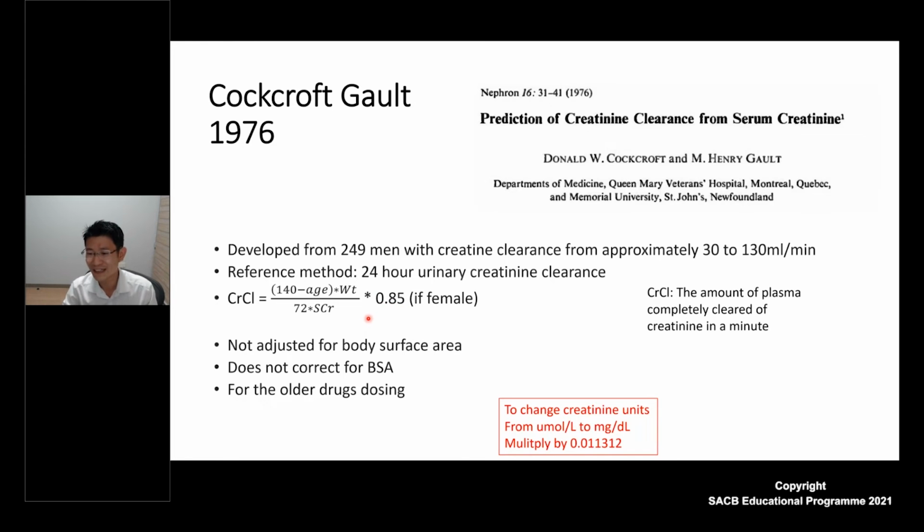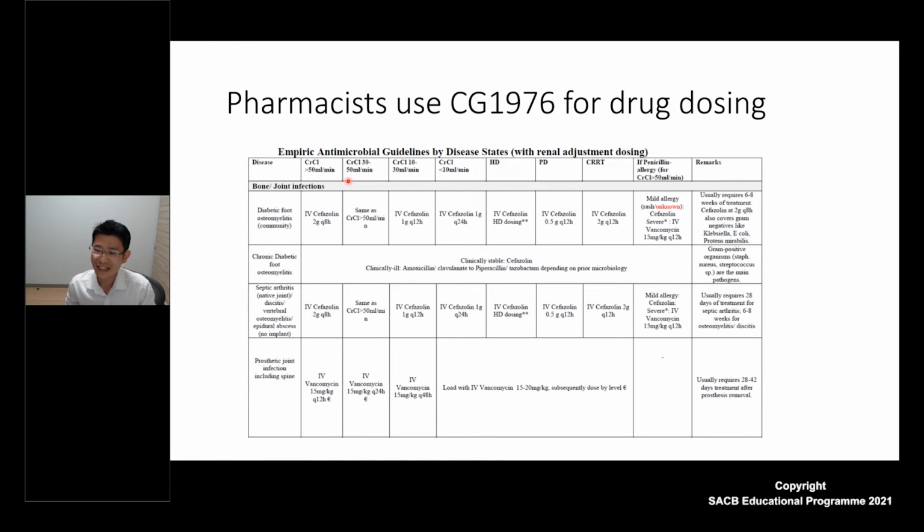But then their original study didn't have any females. It was 1976. In the 80s and 90s, there were a lot of drugs. And till today, this is still very widely used by pharmacists.